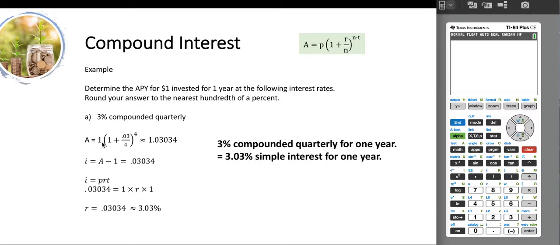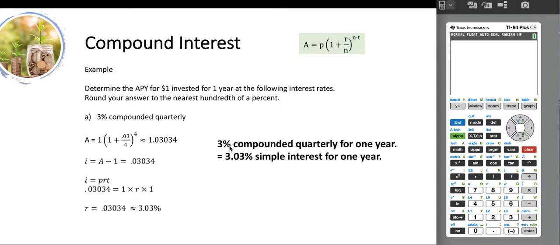So when I put that into the formula, I have $1 invested at 3% compounded quarterly for 1 year. So that's n times t, and n is 4. So that ends up being $1 and approximately 0.03034 cents. So the amount that is earned in interest is 0.03034. Remember, we started with $1. So if I plug that back into the simple interest formula, you'll see that that interest rate is approximately 3.03%.